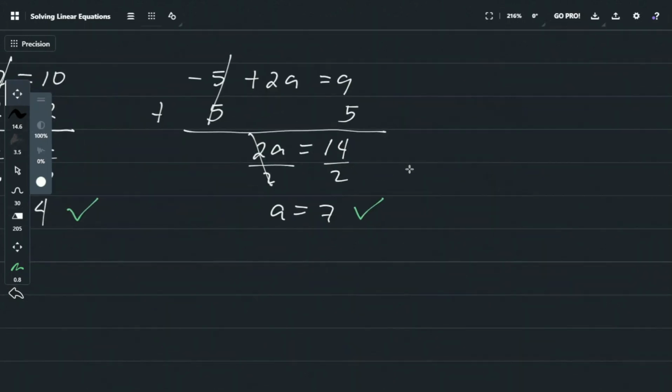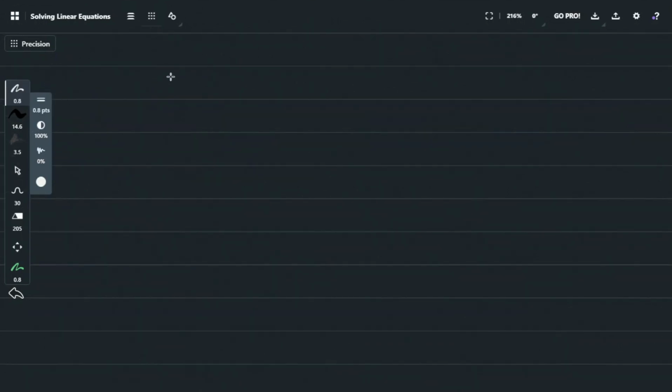Okay, so let's have another example. 4b plus 8 is equal to 16. So now we are just going to find the additive inverse again. So the additive inverse of the positive 8 is just negative 8. So we're just going to add negative 8 to both sides.